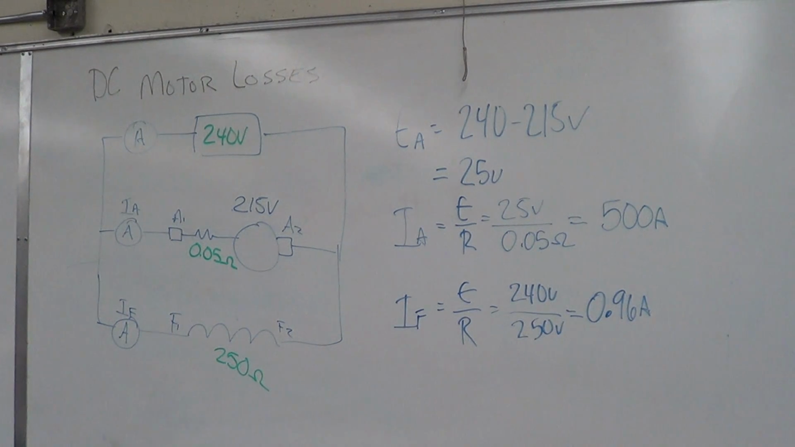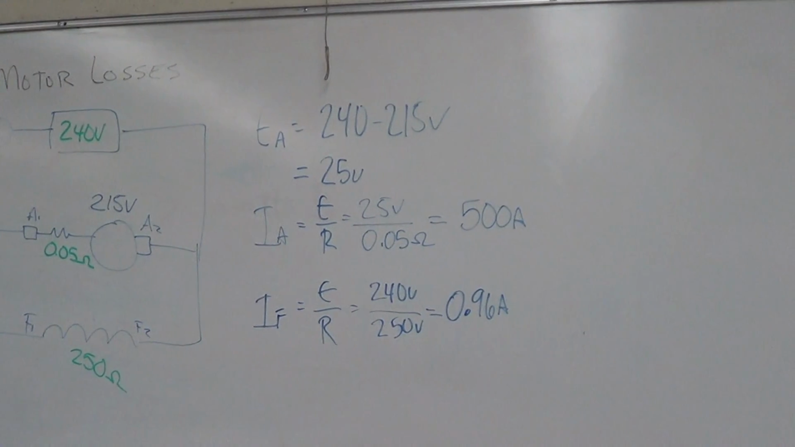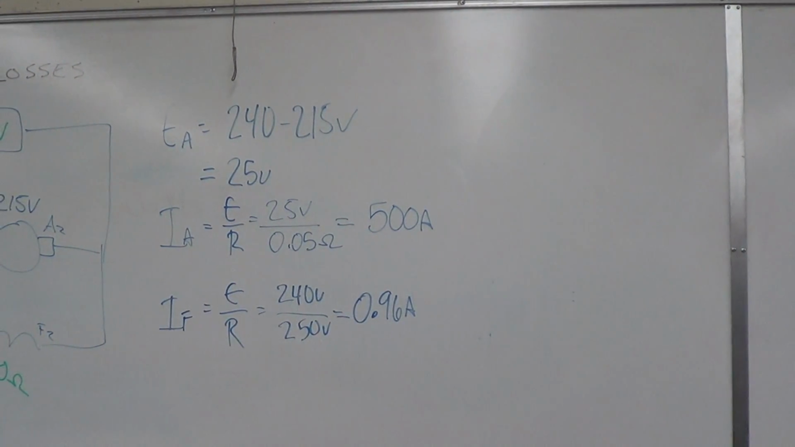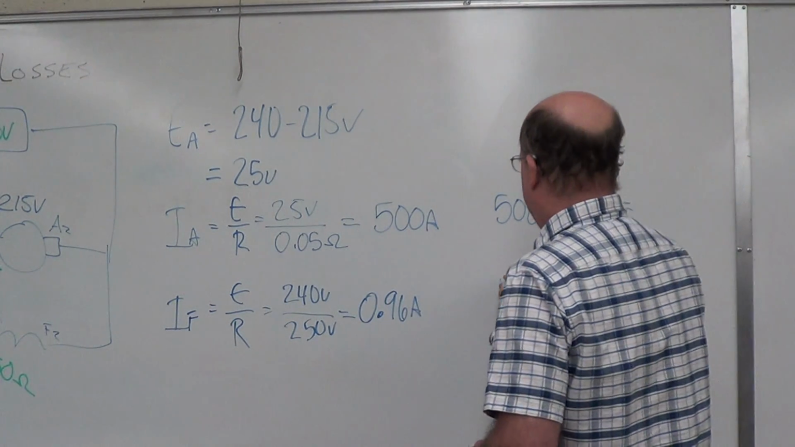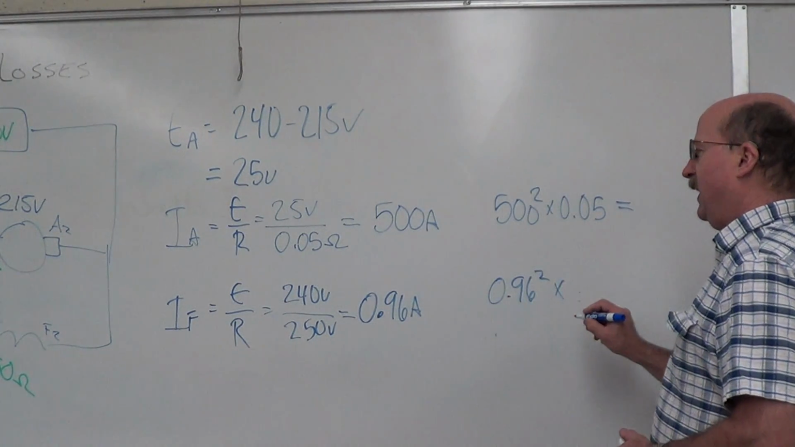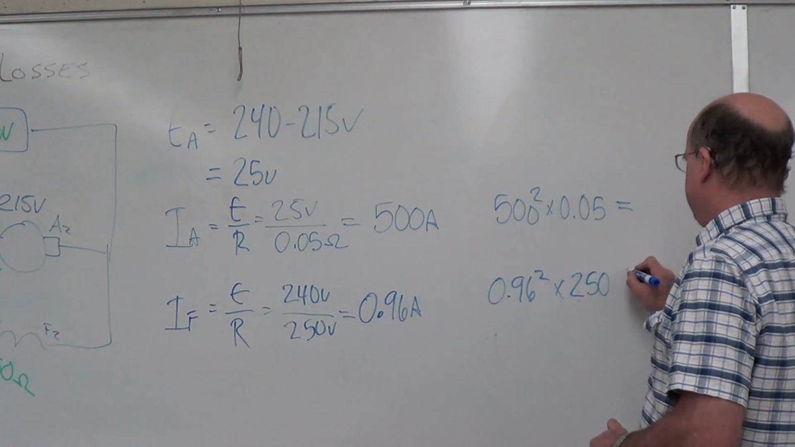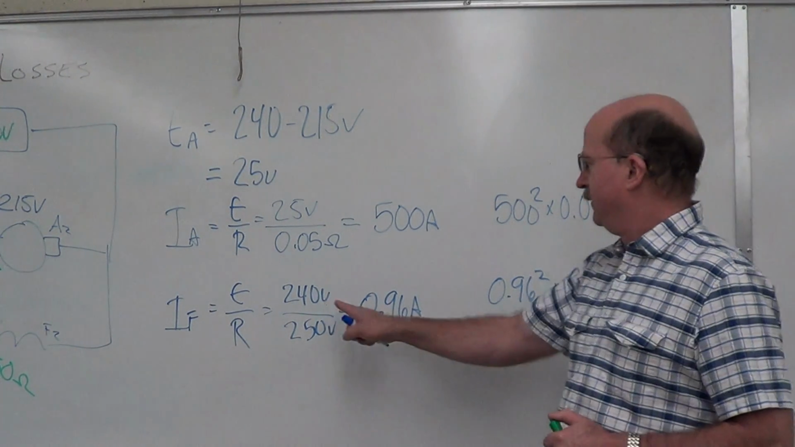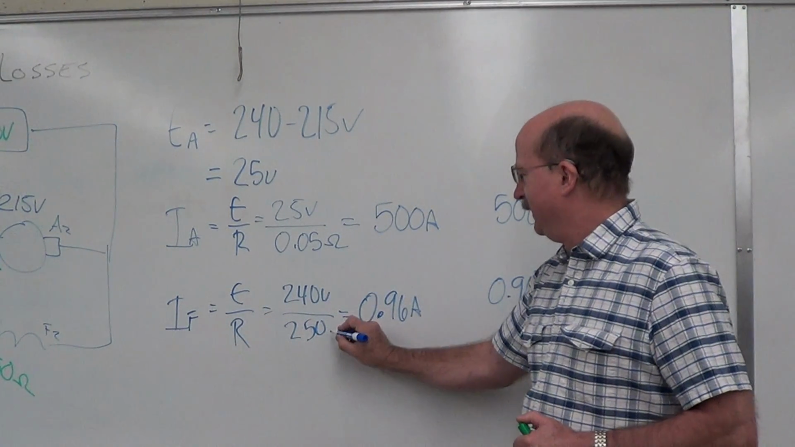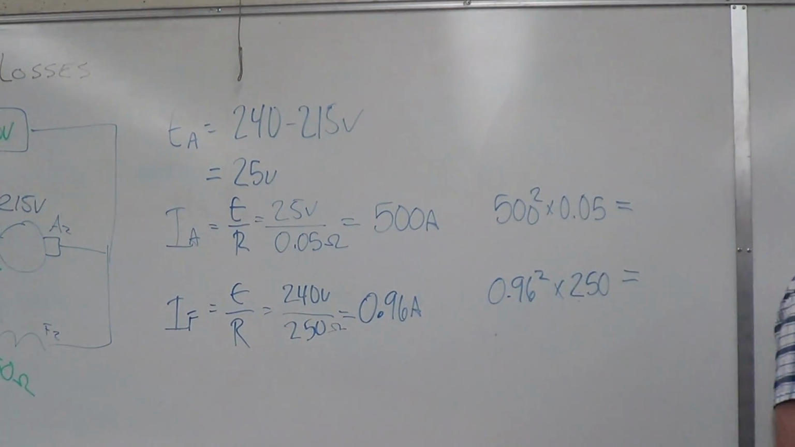Calculate our copper losses here. In this case, we've got 500 squared times 0.05 ohms. And over here we have 0.96 squared times 250. What do we have for I squared R in both of those? Okay, get that calculator out. Did I put volts instead of ohms? You sure did. Bottom RF. There you go. Had the right number, the wrong units.